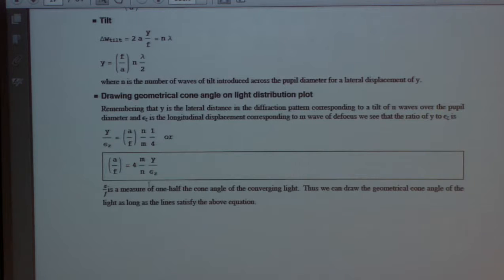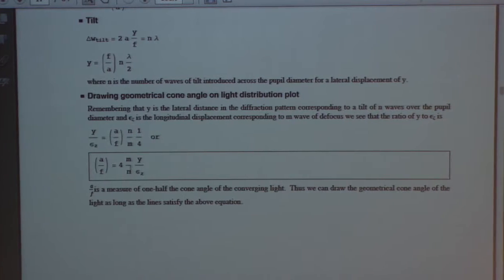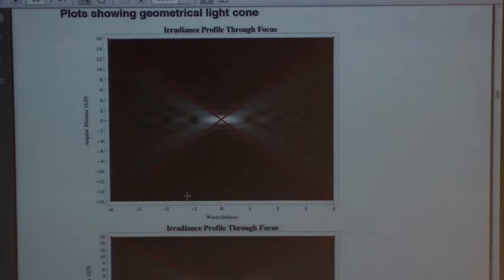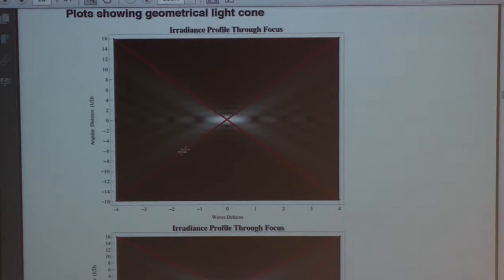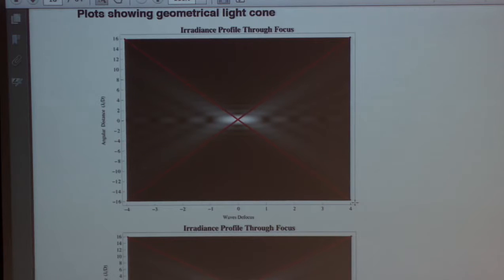So if I make n, well, I could make these 0, so that would be the center point. I could make n 16 and m 4, then I'd have 16 over 16 or 1. So I'd have a over f as y over epsilon sub z. So that would work. That's what I've done right here. I've just drawn these lines. So geometrically, I think this is pretty cool, actually.